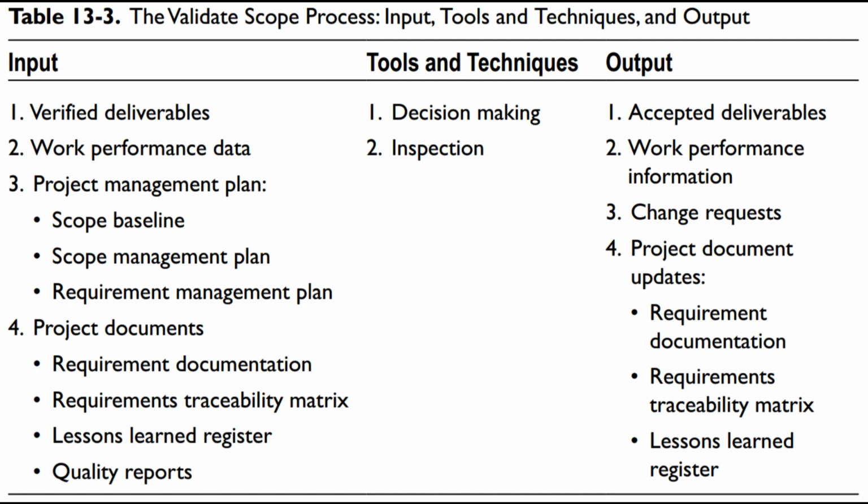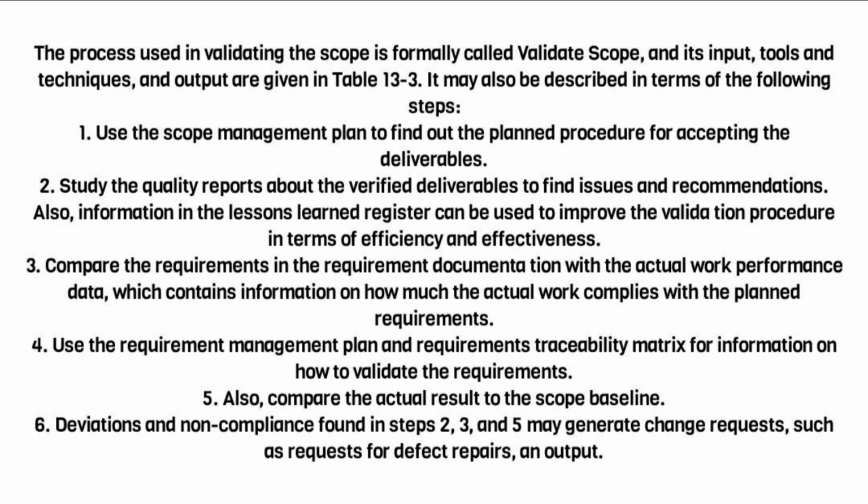Output. 1. Accepted deliverables. 2. Work performance information. 3. Change requests. 4. Project document updates: requirement documentation, requirements traceability matrix, lessons learned register. The process used in validating the scope is formally called validate scope, and its input, tools and techniques, and output are given in Table 13.3.